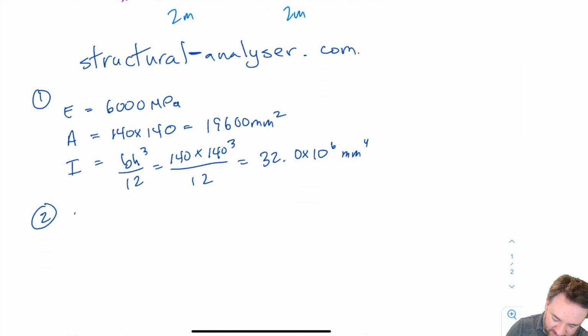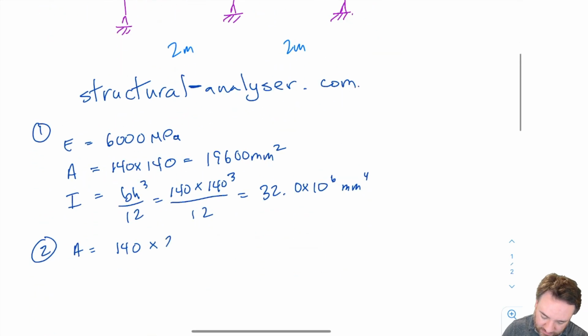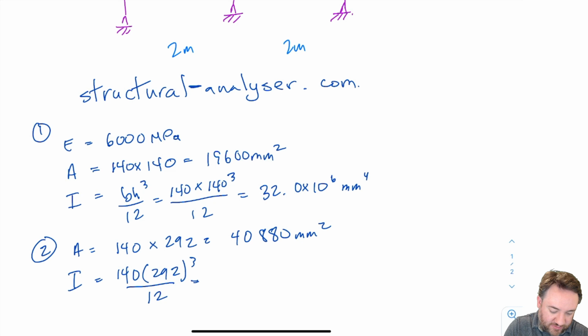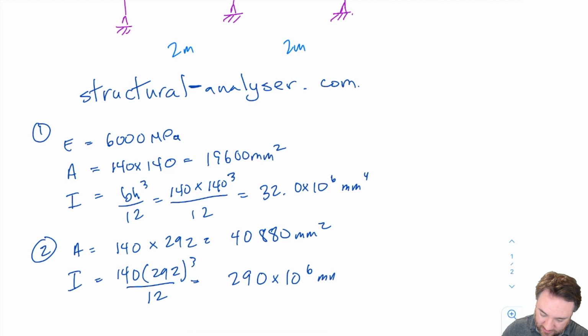Okay, so for this one, E is the same, but A is going to be 140 times 292, which is 40,880, and the I is going to be 140, again this is the strong axis one, so it's going to be 292 cubed divided by 12. And I get 290 times 10 to the 6 millimeters to the 4th.